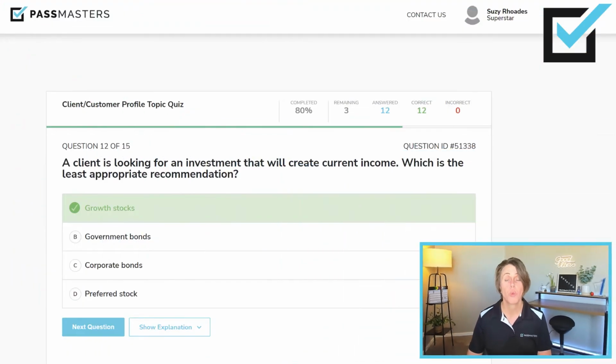So the answer here, the least appropriate recommendation is growth stock. Growth stock companies pay low to no dividends. So they are the least appropriate for an investor looking for current income. What would they be appropriate for? An investor looking for capital appreciation or for growth.